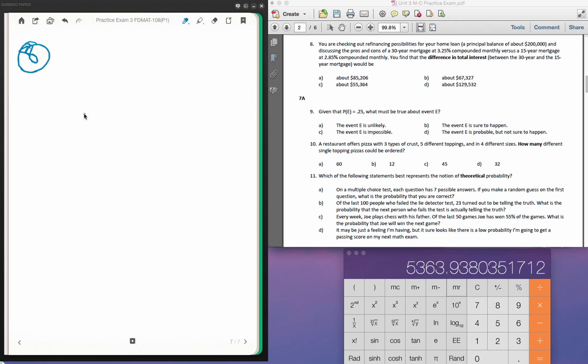So we want to calculate the interest of the first one. Now, what we'll need to do first is find the payment.